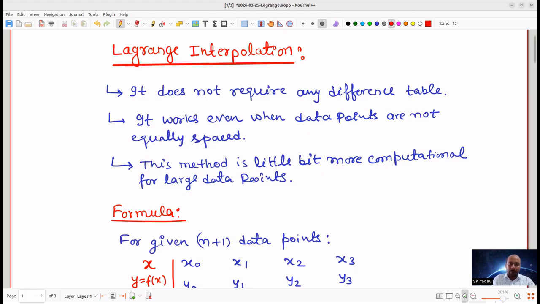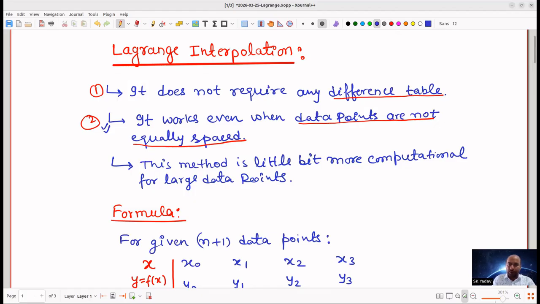First of all, this method does not require any difference table like in forward and backward Newton's interpolation. We need forward tables and backward tables there, but this does not require any table. And the second important point is it works even when data points are not equally spaced, which is a requirement for Newton's forward and backward. So even if the gaps between data points are unequal, we can apply the Lagrange interpolation formula.